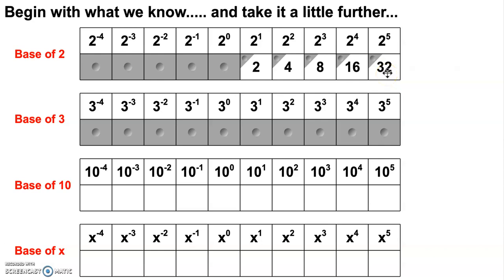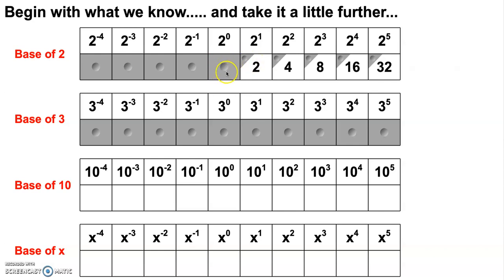So what if I wanted to go the other way? Well, 32 divided by 2 is 16. 16 divided by 2 is 8. 8 divided by 2 is 4. 4 divided by 2 is 2. So now let's use that same logic to work backwards in this table.